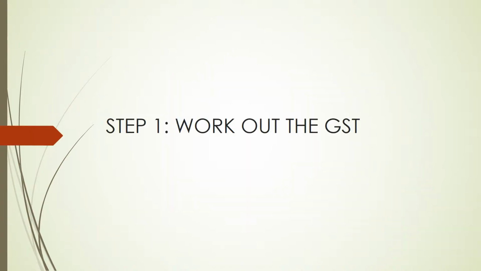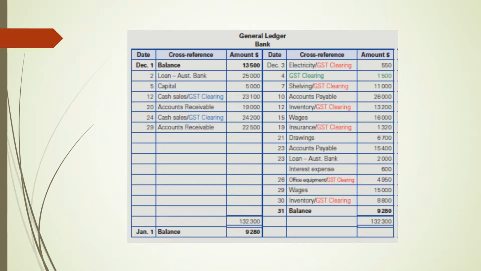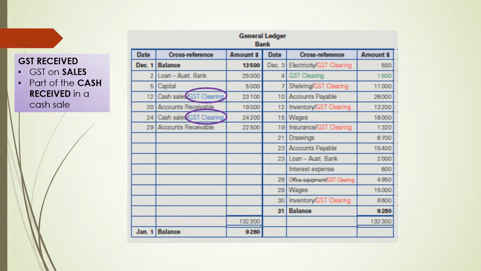The first step to preparing the cash flow statement is to work out the GST. Firstly, on the debit side, we can see two transactions with GST. They are GST received because they are GST on sales, and they form part of the cash that's received in a cash sale.